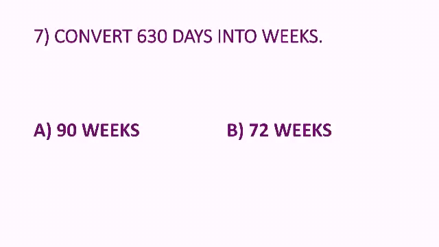Okay, here you have to convert 30 days into weeks. So we know 1 week equals 7 days.